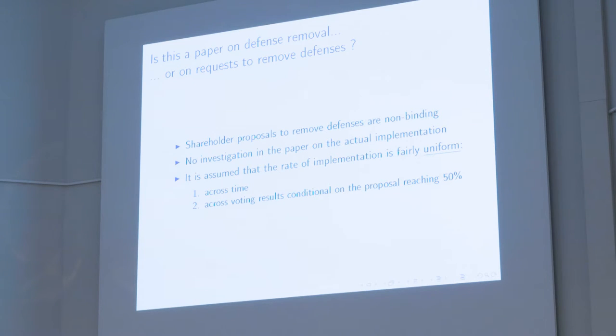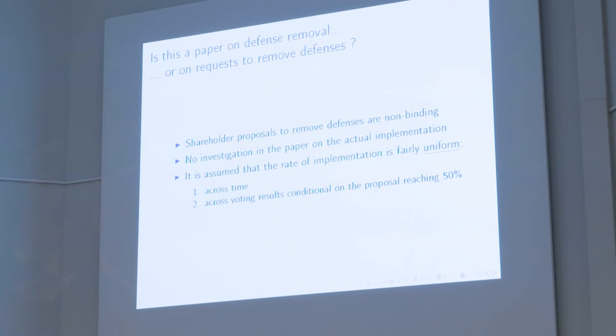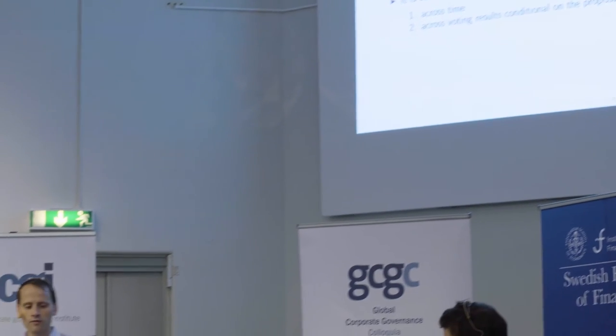Now, there's a more technical aspect that I would like to discuss, and I suppose you won't be surprised. The question is whether it's a paper on the actual removal of takeover defenses, or a paper on requests from shareholders to remove defenses. I'm saying that because all these shareholder proposals whose effect you estimate are non-binding. Management is never forced to implement any of these proposals, no matter how successful they are in the vote. And the paper has absolutely no investigation of the actual implementation of these proposals. Essentially, it's assumed that the rate of implementation is uniform across time and across voting results, provided it reaches 50%.